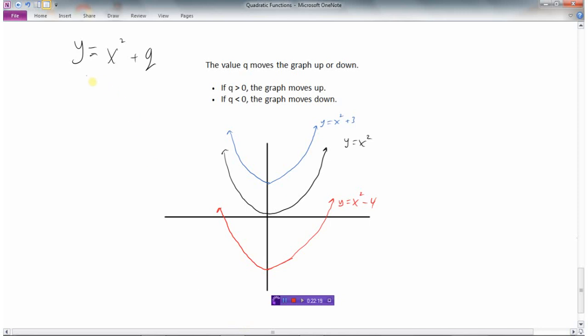So if we've got our equation y equals x squared plus q, the value q is simply going to move the graph up or down. And if q is greater than 0, the graph's going to move up. So here q is 3, the graph moved up 3. And if q is less than 0, like y equals x squared minus 4, then the graph is going to move down. But the shape of the three graphs will remain exactly the same. We're just moving the graph up or down. That's what q does to the end of the function when you add or subtract a number to x squared.